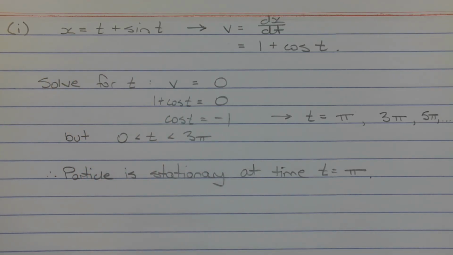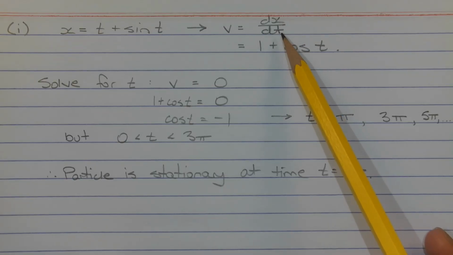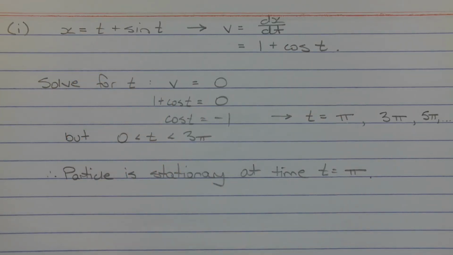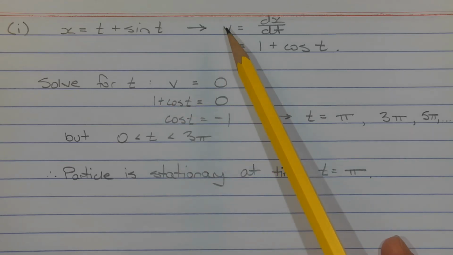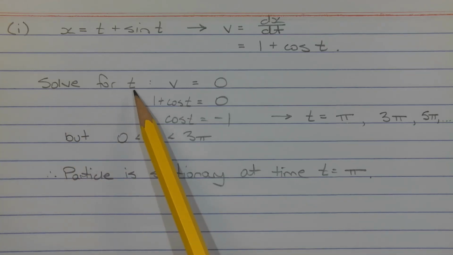Now, velocity is the rate of change of displacement with respect to time. So to get the velocity equation, we find the derivative of x with respect to t, so dx/dt. Differentiating t plus sine t with respect to t, we get the velocity v equal to 1 plus cos t. So we need to solve for t the equation v equals 0. When the velocity is equal to 0, the particle is stationary.